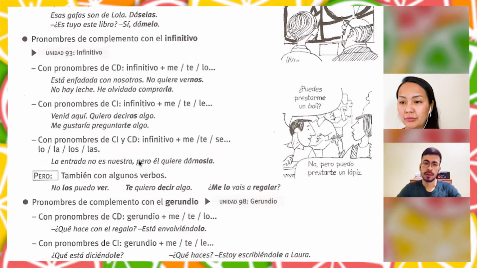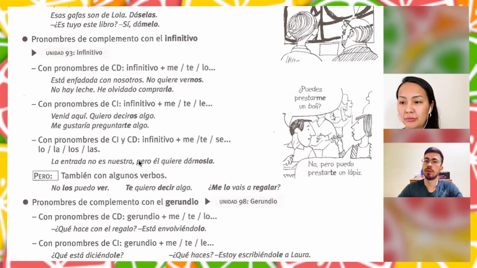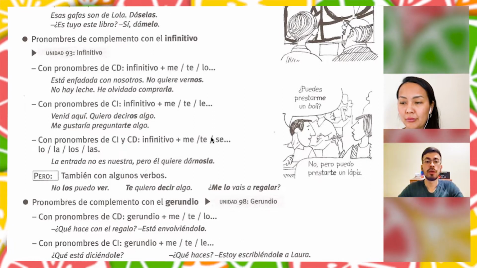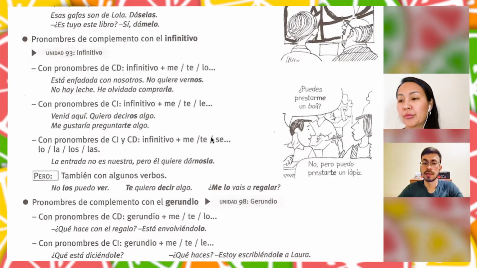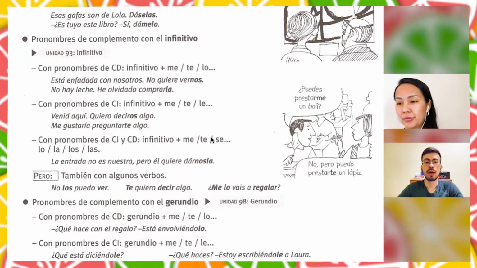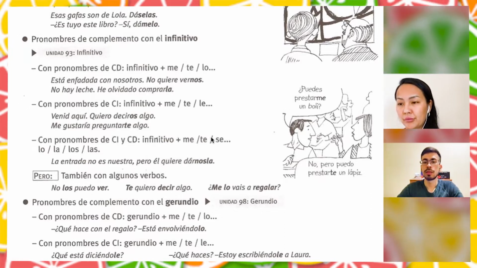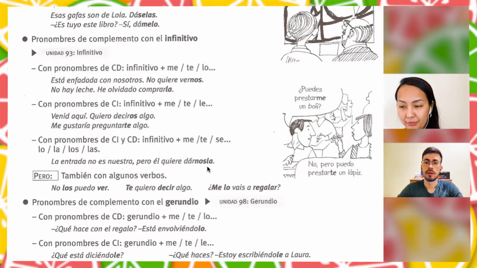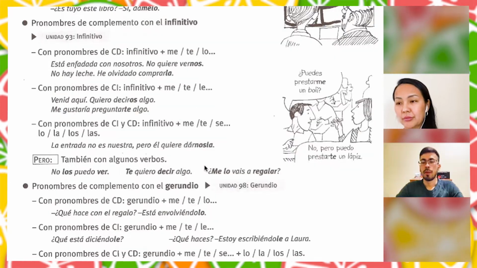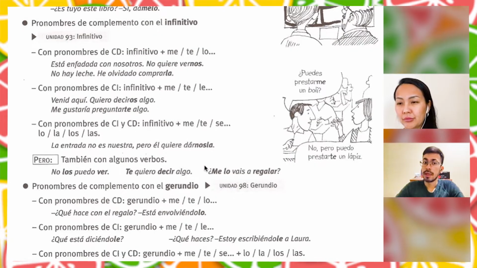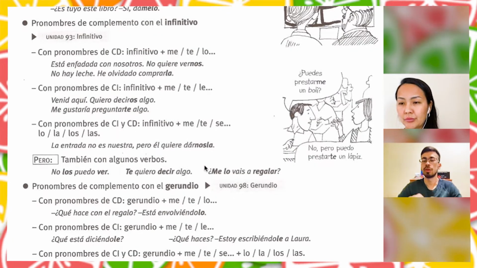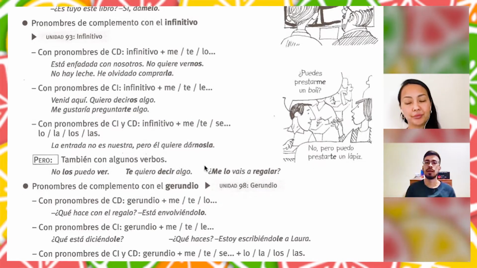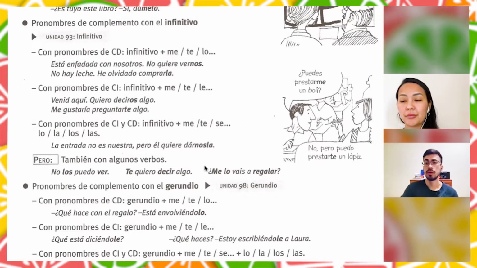And the complement, when we have both, is going to be also the same. La entrada no es nuestra, pero él quiere dárnosla. The ticket is not ours, but he wants to give it to us. Give us it. With some verbs, we can use them separately.